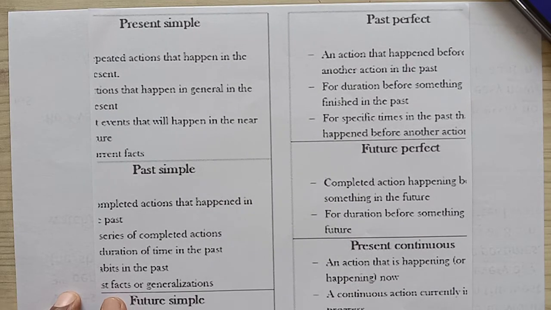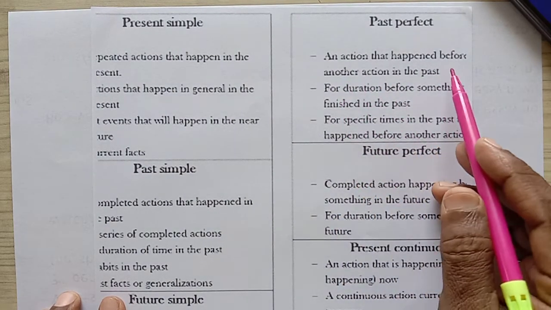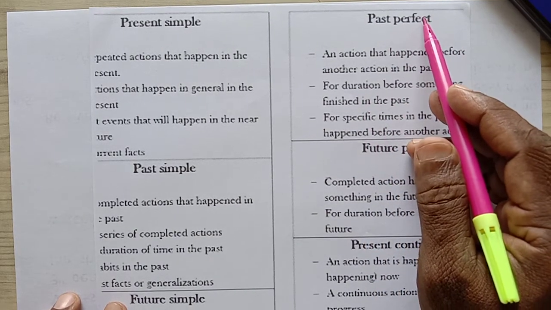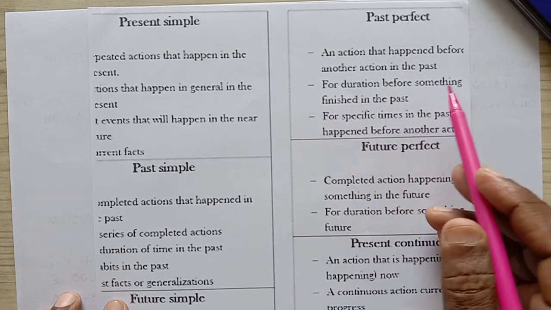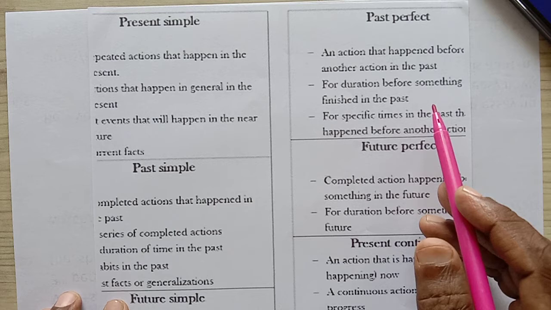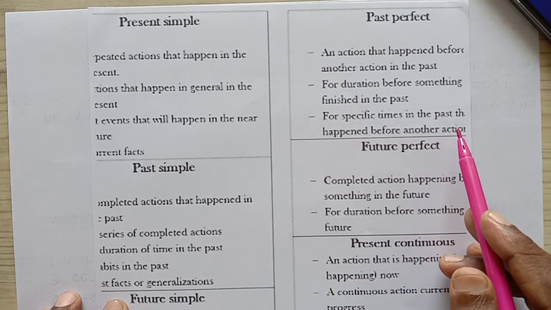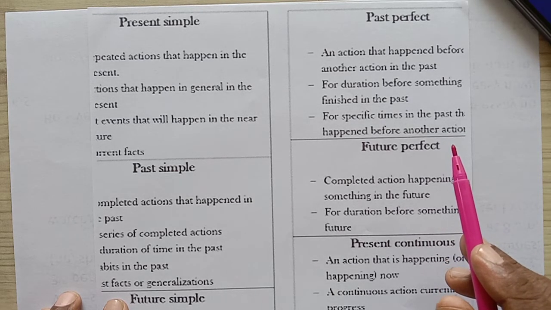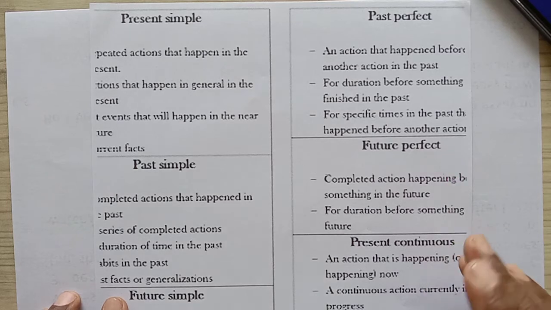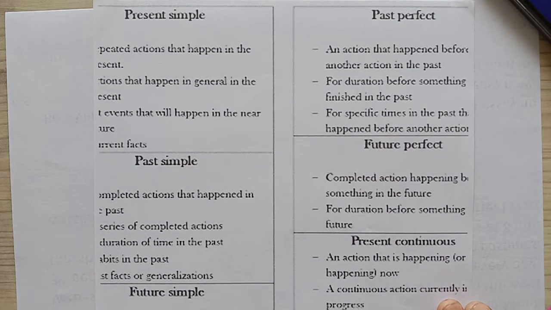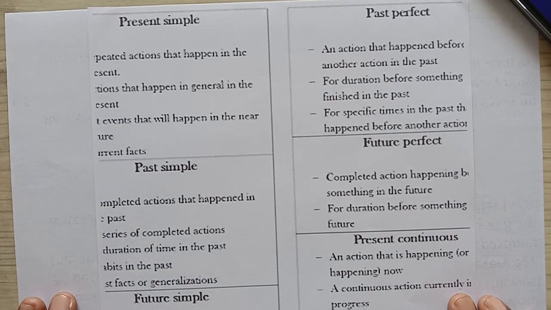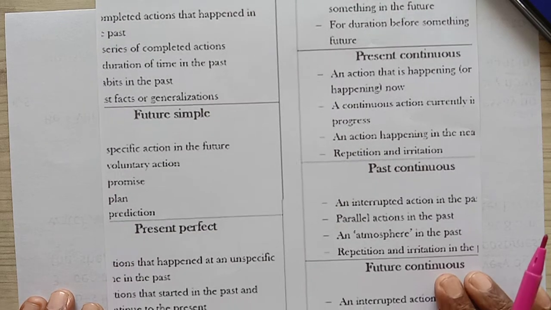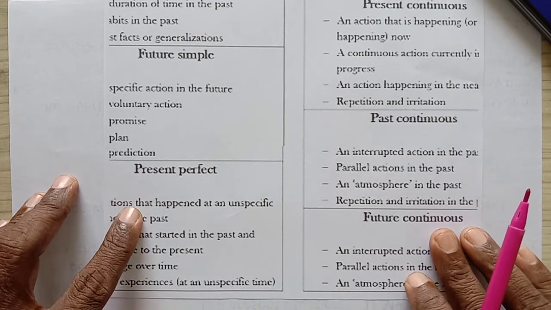Let us see another concept now. An action that happened before another action in the past is called past perfect tense. It is also used for duration before something finished in the past, and for specific times in the past that happened before another action. Like this, we have a specific rule for using a particular tense. In the examination, the examiner will give us a particular sentence and a particular verb, and based on that we can easily write these sentences.